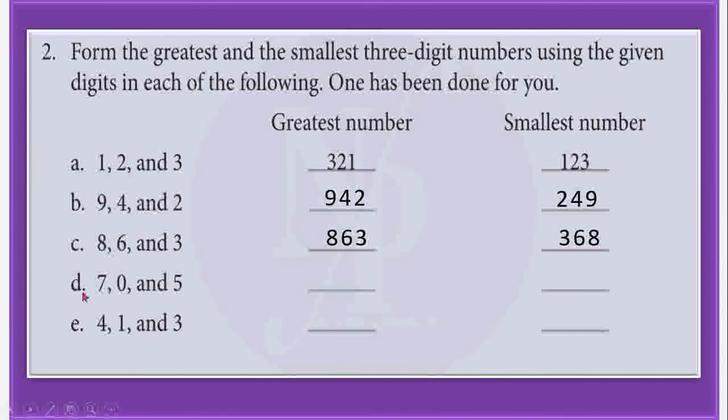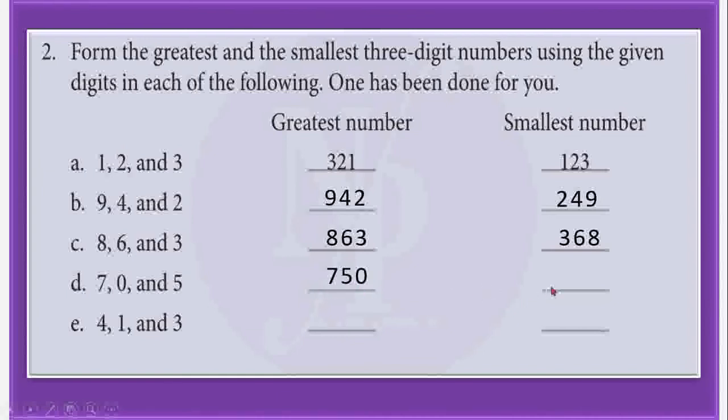Here in D we have 705. You should be careful when there is a 0 to form the smallest number. To form the greatest number, there is no change in rule. We follow the same rule. We will write the given digits in descending order. That is 7 first and then 5 and finally 0. We will get the number 750.